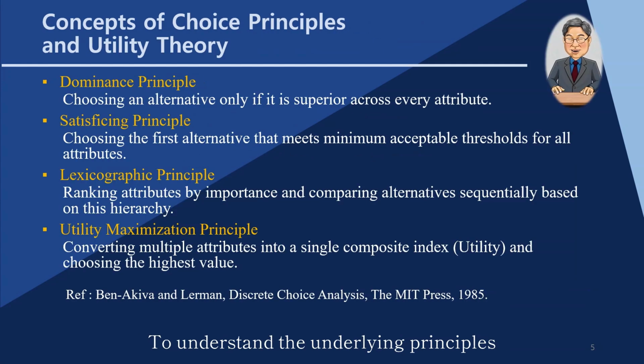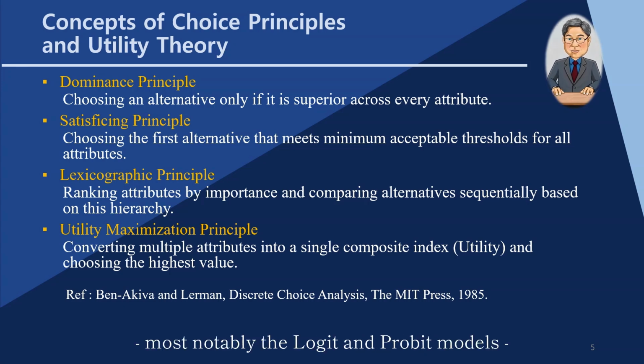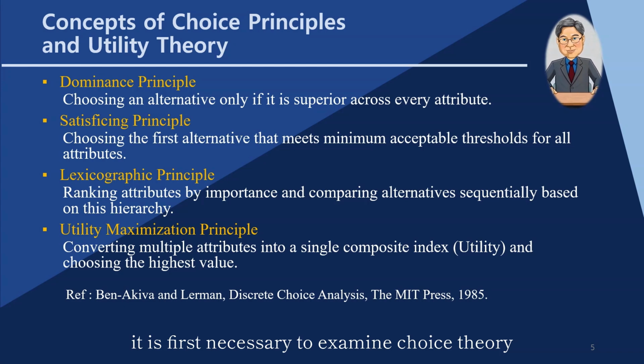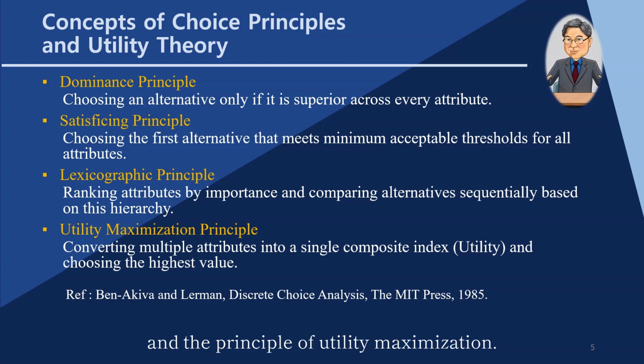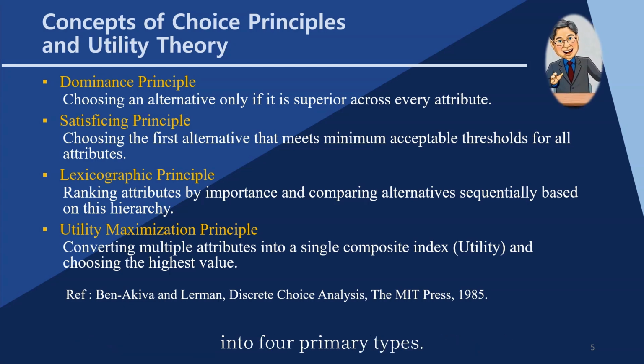To understand the underlying principles of discrete choice models, most notably the Logit and probit models, it is first necessary to examine choice theory and the principle of utility maximization. Ben Akiva categorized human decision-making principles into four primary types.